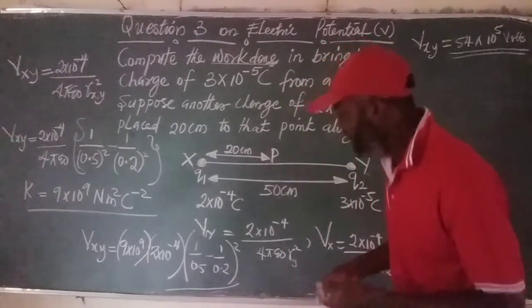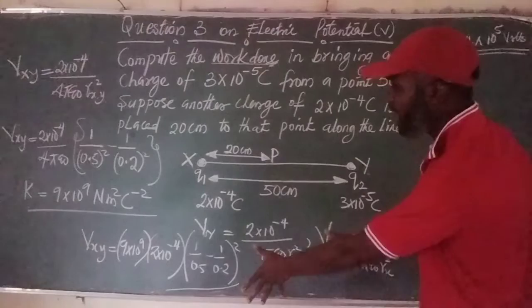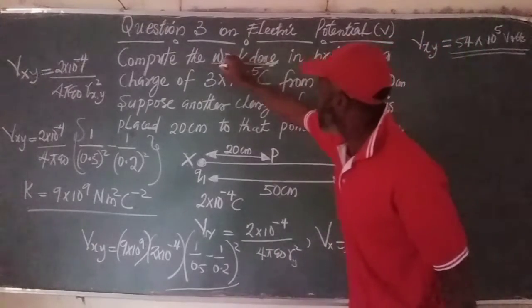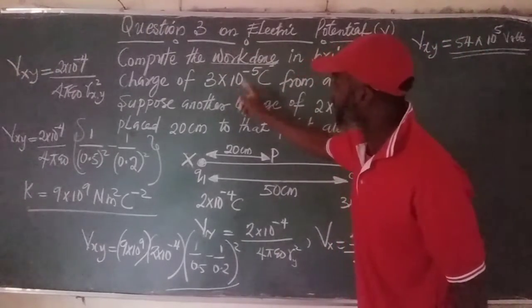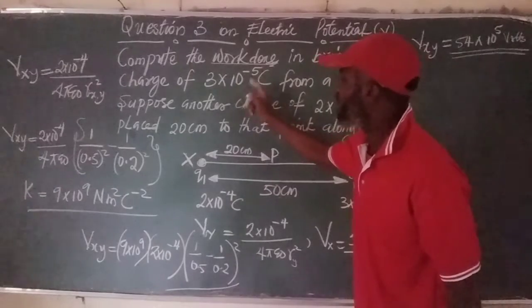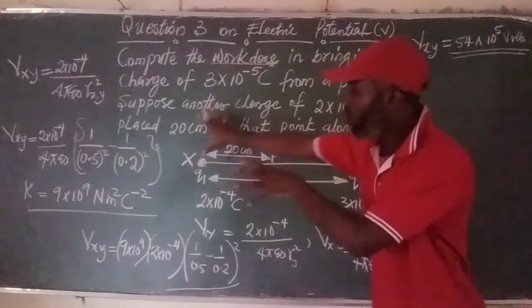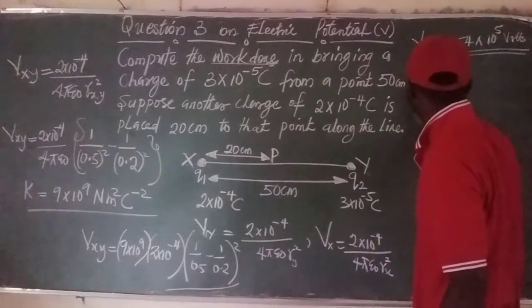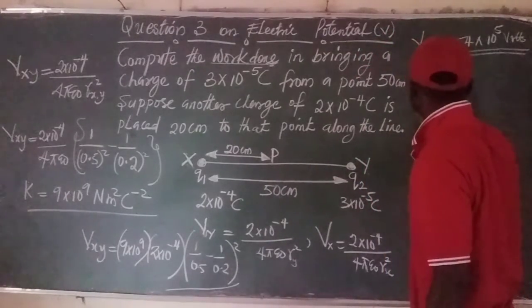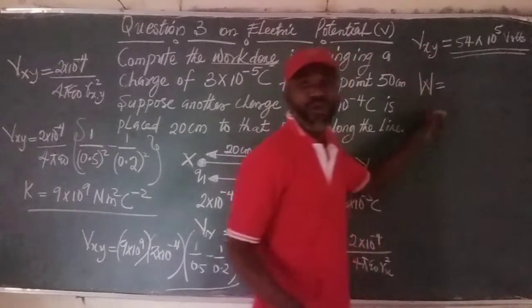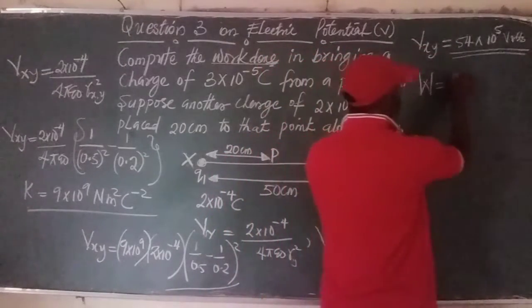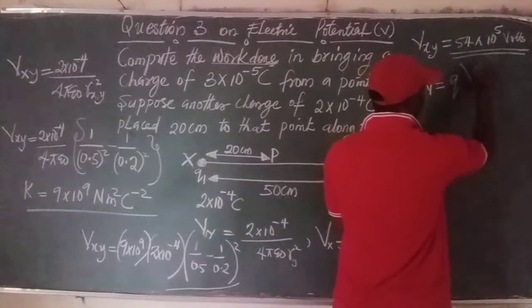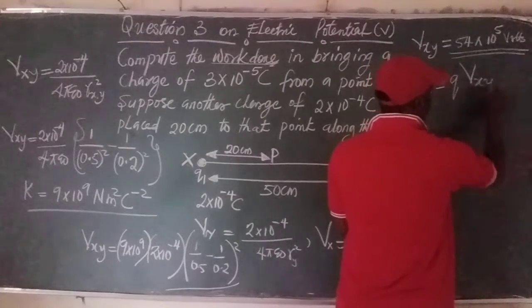Okay, so now we have understood this. How do we find the work done in bringing this charge from one point to the other? We recall that work done is given as W equals Q, that's the charge in question, times the potential difference between X and Y.